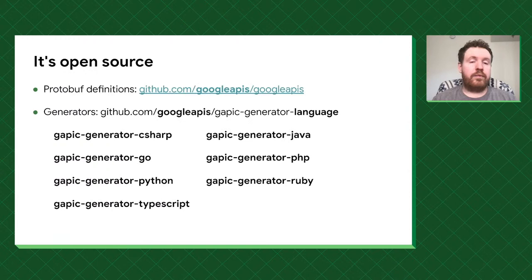Everything I described in this talk is open source, and it's all available on GitHub. The main repository with protobuf definitions and Bazel build files is github.com/googleapis/googleapis. And the generator and the rules are all in the corresponding language repositories, GAPIC generator language. So please feel free to take a look at how this works, and we'll appreciate any questions or feedback.